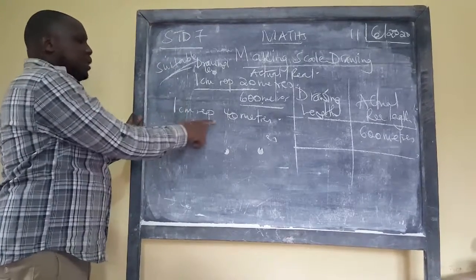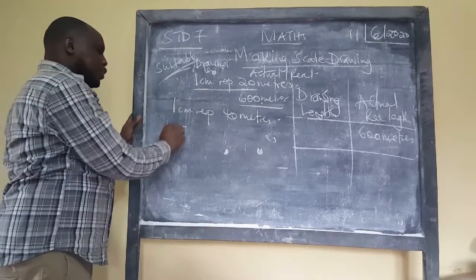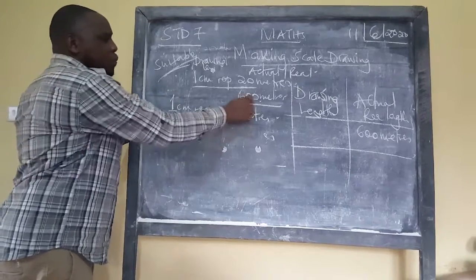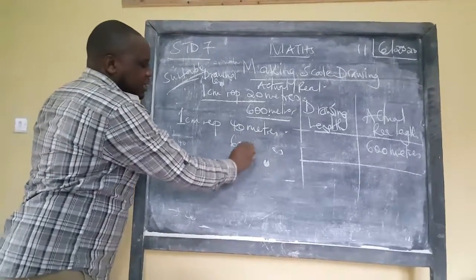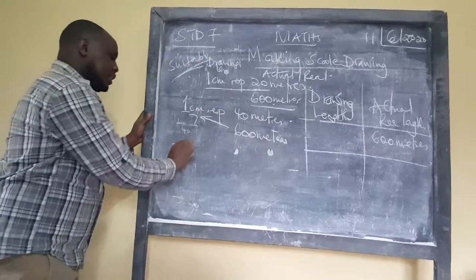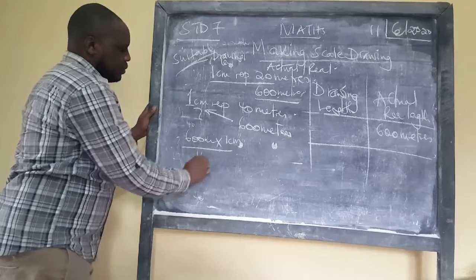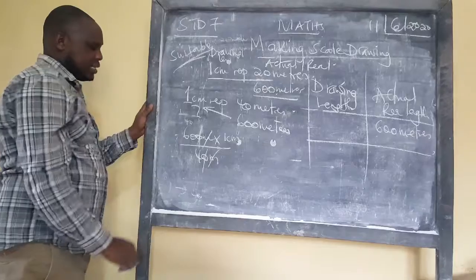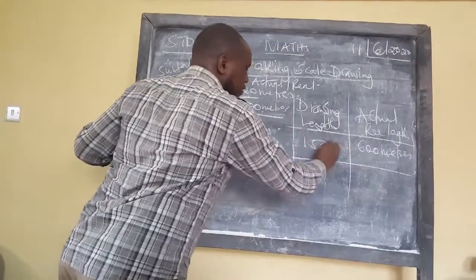If 1 centimeter represents 40 meters, for every 1 centimeter we draw, that will be equivalent to 40 meters on the ground. Let's see how many centimeters we shall draw to represent 600 meters. 1 centimeter represents 40 meters, so 600 meters will be represented by how many centimeters? 600 meters times 1 centimeter over 40 meters. Meters will cancel. Sorry, 0 and 0 will cancel. 60 divided by 4 gives you 15. So for us drawing 15 centimeters is very easy.